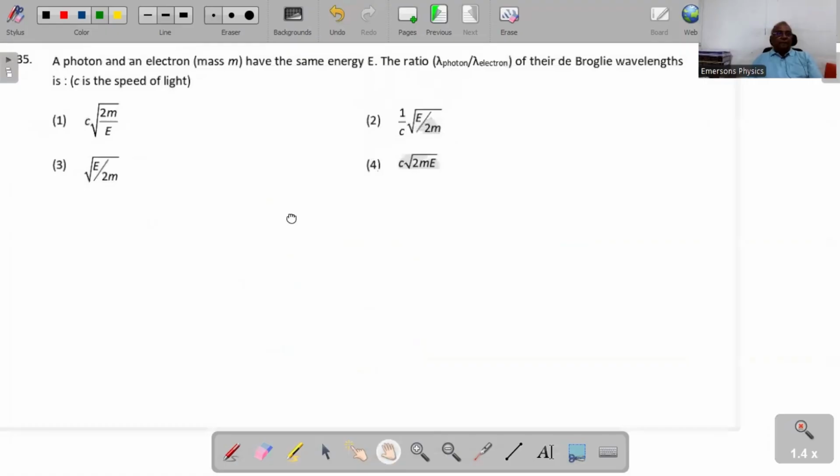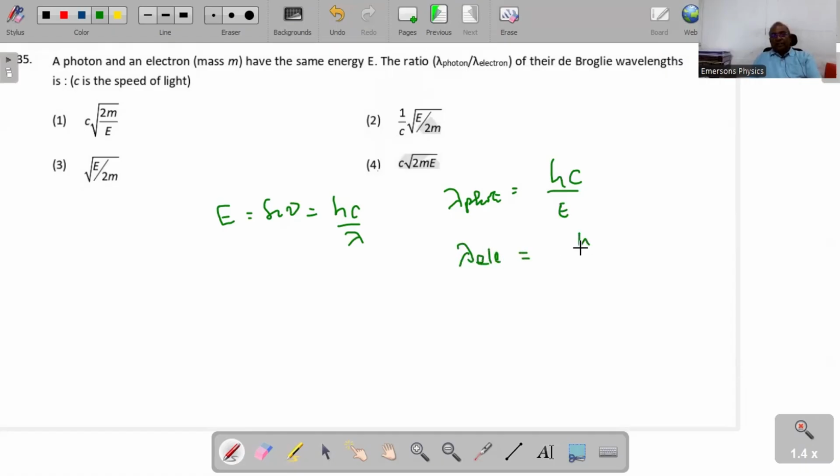A photon and an electron of mass m have the same energy. Find the ratio of the wavelength of the photon to the de Broglie wavelength of the electron. You know the energy of a photon formula: h nu, which is equal to hc by lambda. So the wavelength of the photon is equal to hc by E. The wavelength of the electron in terms of energy is h by root of 2mE. We want to find the wavelength of the photon to the wavelength of the electron.